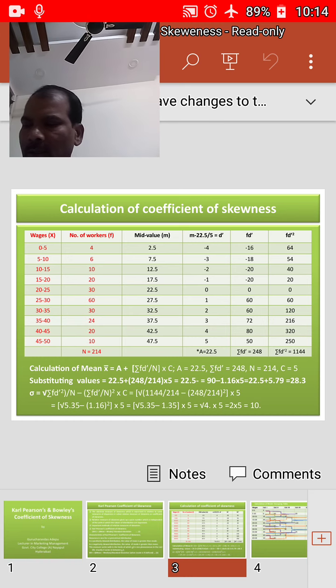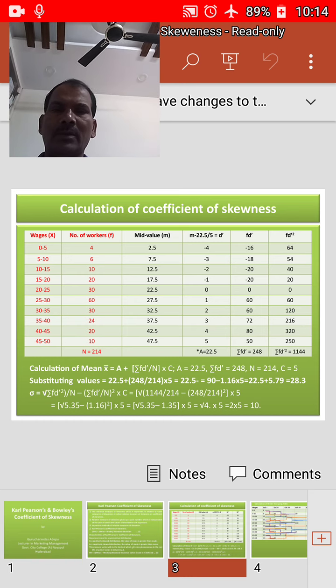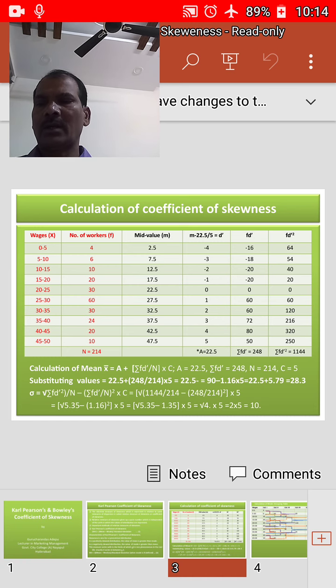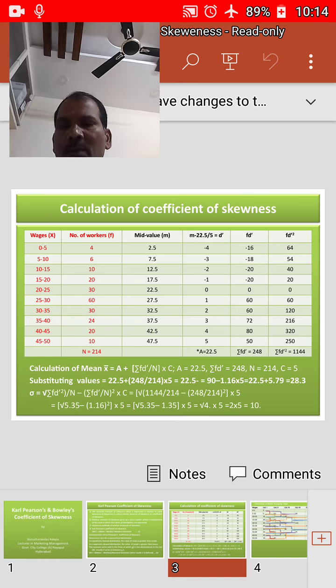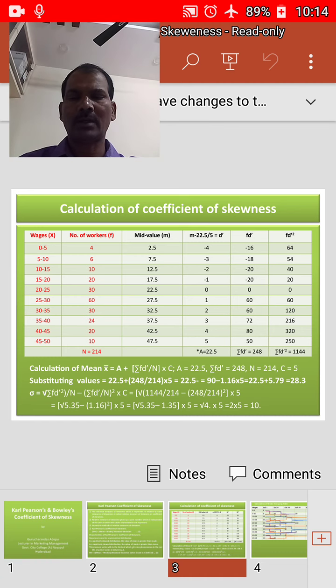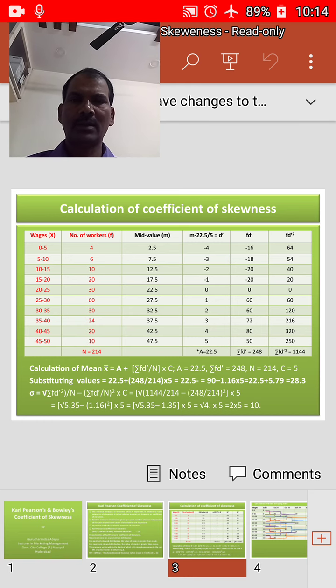Now we will consider one example from a continuous series for better understanding of Karl Pearson's coefficient of skewness. Calculate Karl Pearson's coefficient of skewness from the following data. The classes given are 0-5, 5-10, 10-15, 15-20, 20-25, 25-30, 30-35, 35-40, 40-45, 45-50. The frequencies, the number of workers, are 4, 6, 10, 20, 30, 60, 30, 20, 20, 10. This is the information given by the examiner, and now we need to solve.